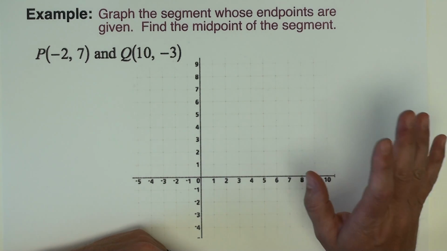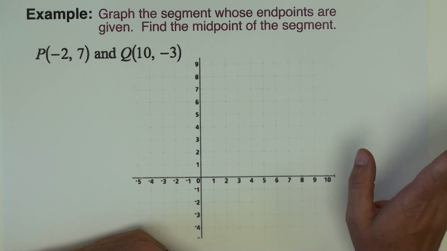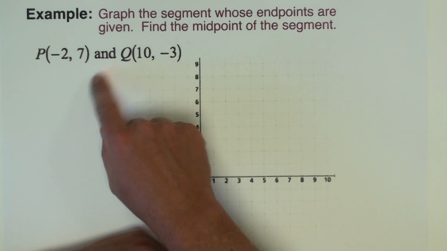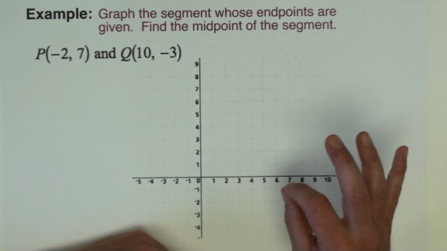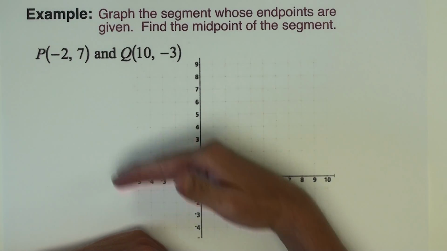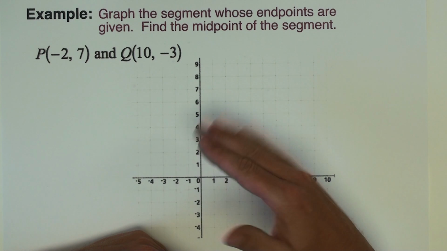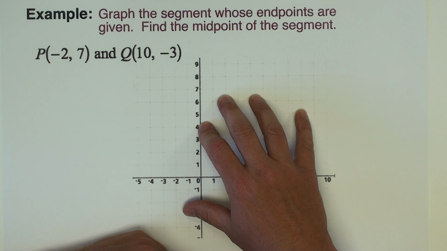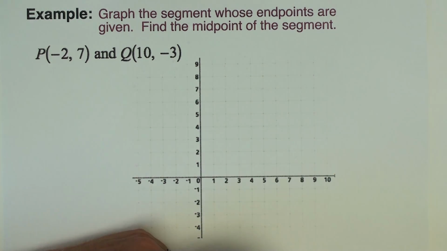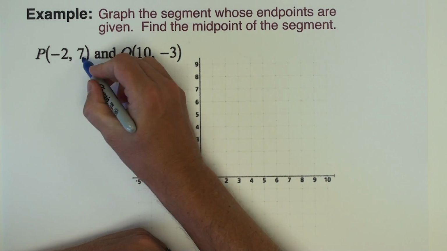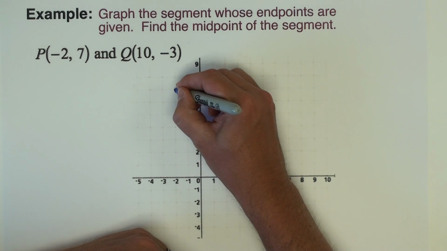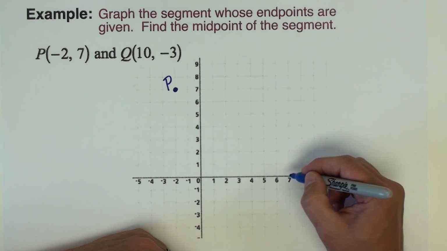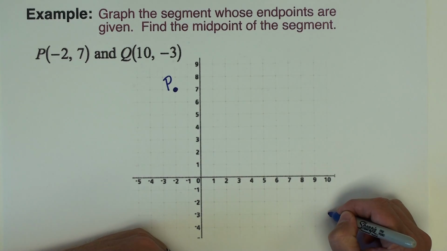The nice thing about the formula is I could do the formula without a graph, right? Formula just needs me to plug in numbers, and I can work that out and find the midpoint. But if we're going to go through the trouble of drawing this out on the graph, I'm going to show you a second way to do this, just utilizing the graph that we have created. Okay, so I'm going to start at -2, 7. There's point P. It's right there. And then point Q is at 10, -3.